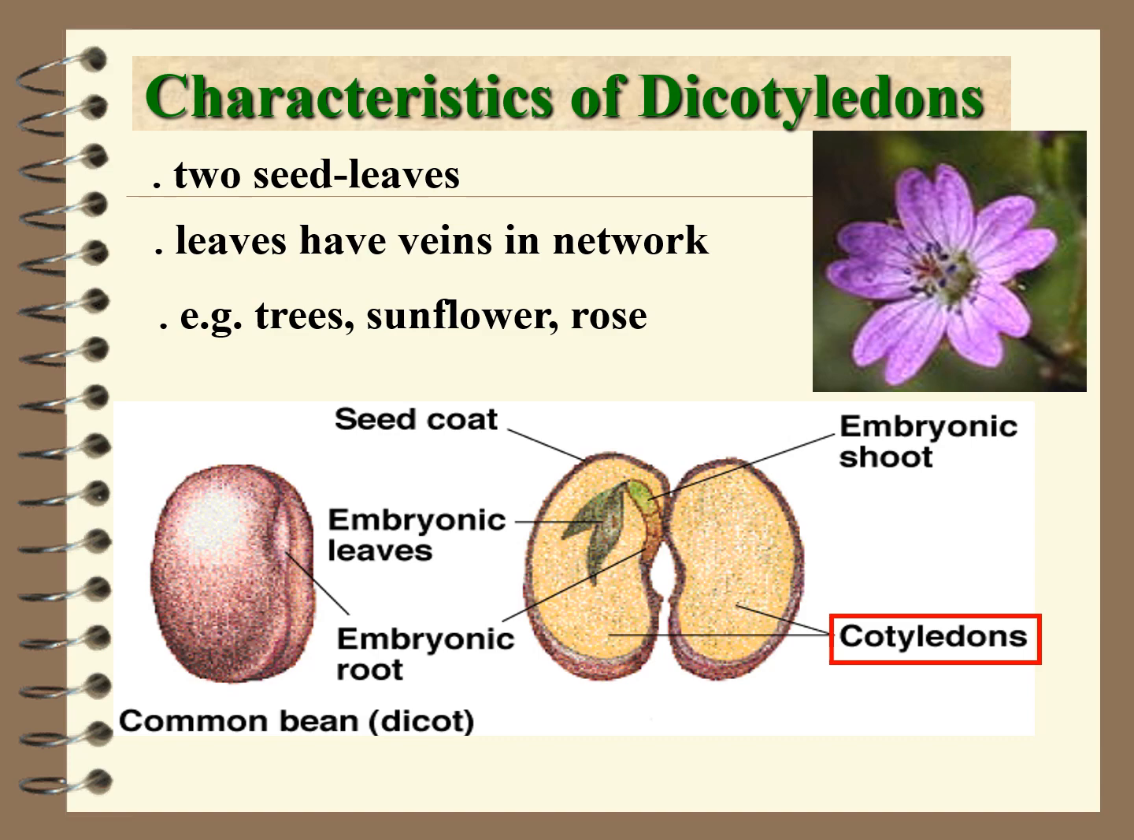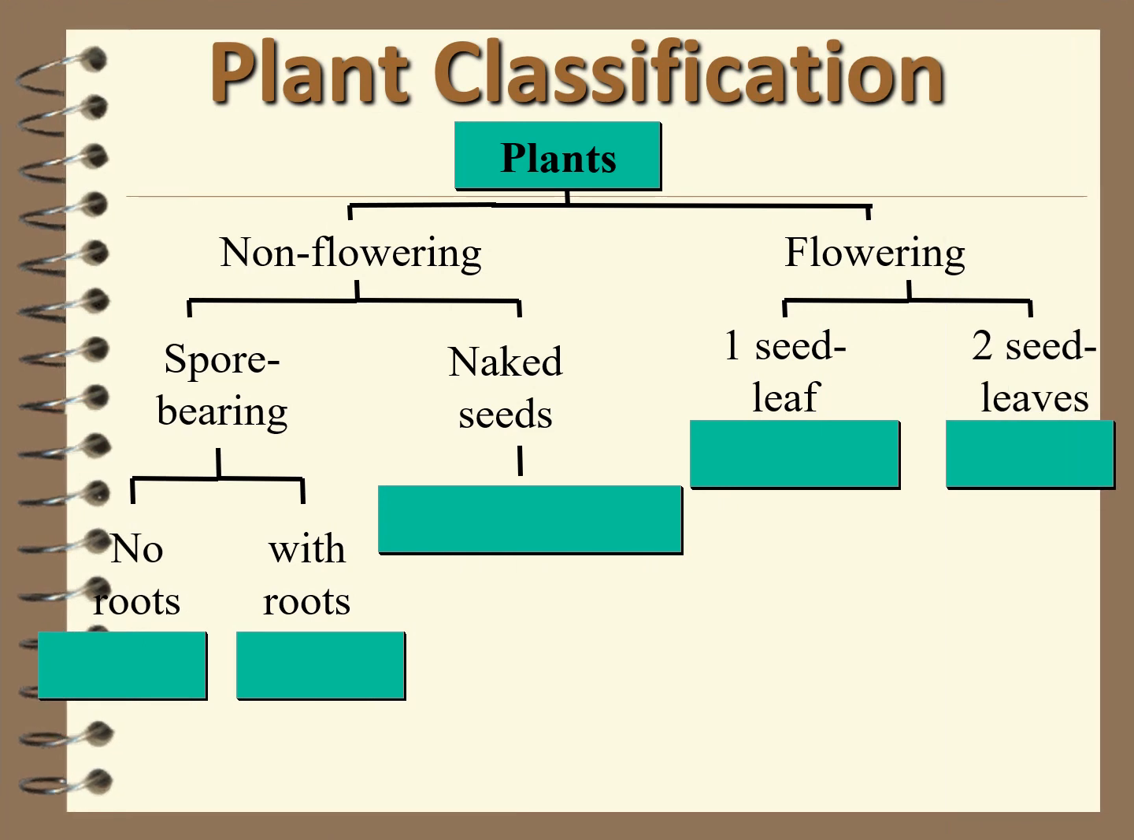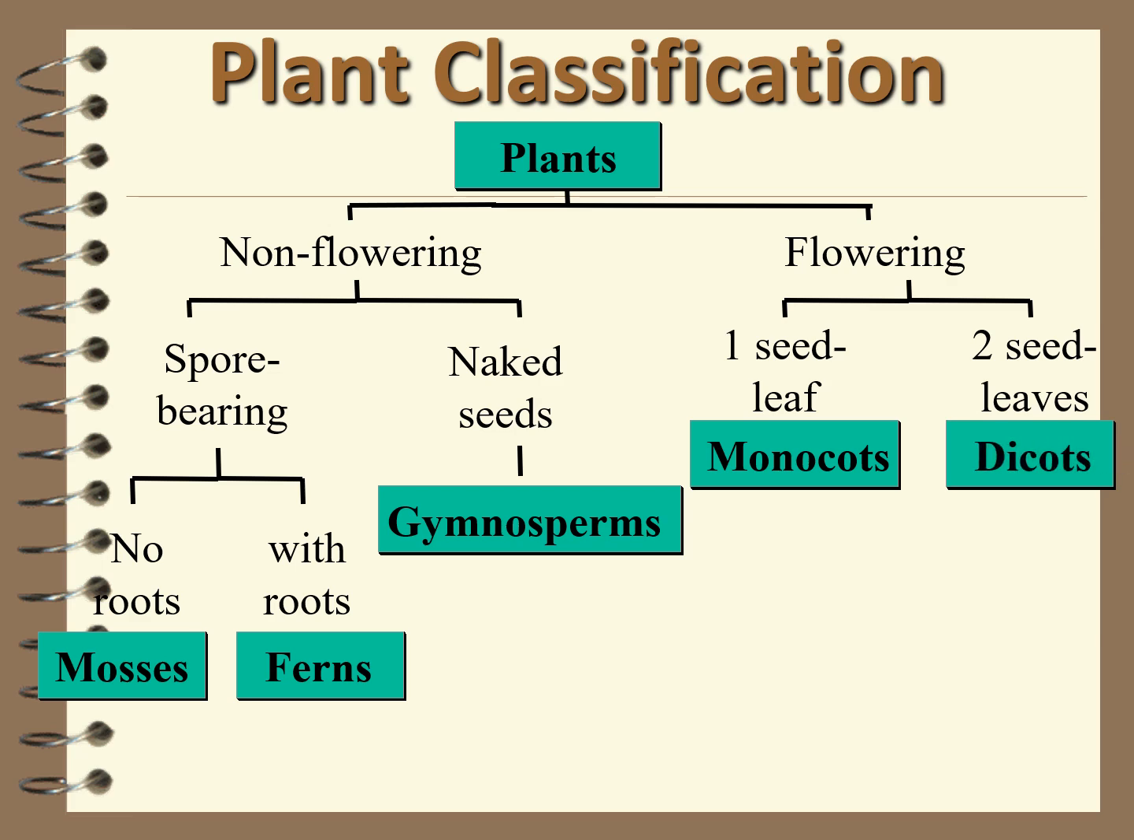Plant classification. Non-flowering plants. Flowering. Spore-bearing. Naked seeds. No roots. With roots. Mosses. Ferns. Gymnosperms. 1 seed leaf. 2 seed leaves. Monocots. Dicots.